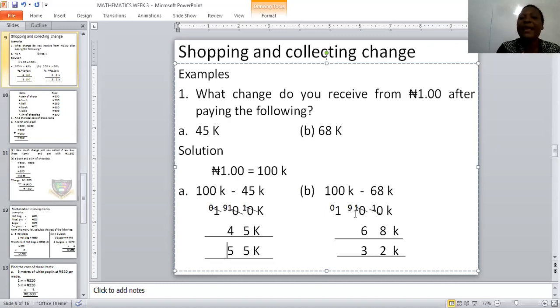100 naira after paying for 68 kobo. The same procedure.